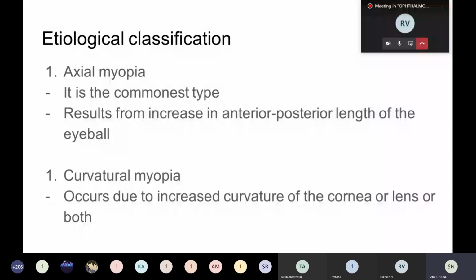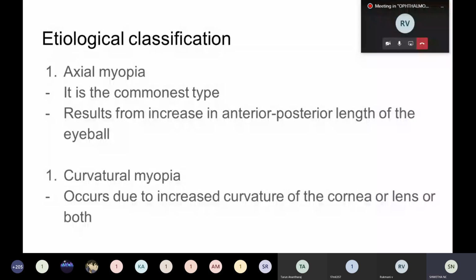This is the commonest type. It mainly results from an increase in the anterior posterior length of the eyeball. Normally the anterior posterior diameter of the eye is about 24 millimeters. But in this type of myopia, the anterior posterior diameter may be increased, or the eye may be elongated. We usually see this type of myopia in young patients, where the axial length of the eyeball increases. That is axial myopia.